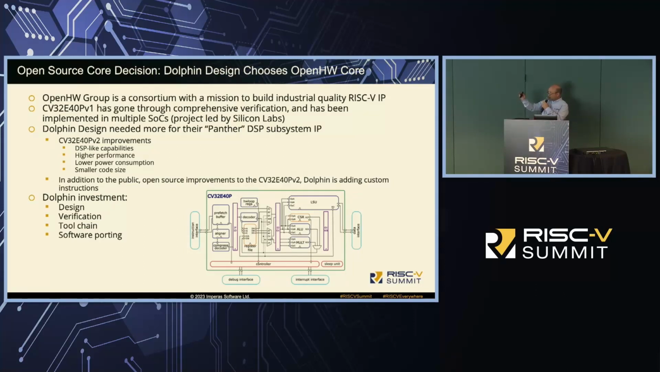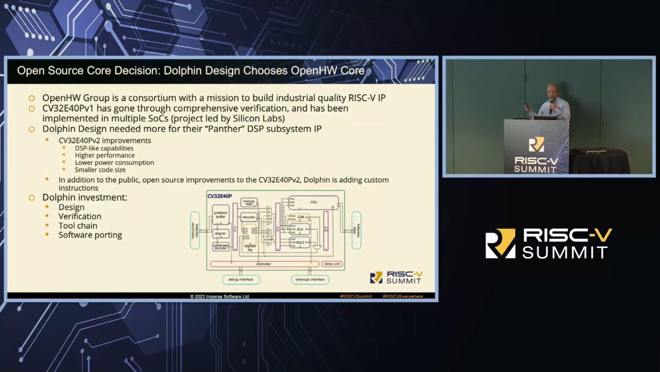So they're starting with Open Hardware Group cores. Open Hardware Group is a consortium with a mission to build industrial quality open source RISC-V IP. The CV32E40P V1 has gone through comprehensive verification and has been implemented in multiple SoCs. That project was initially led by Silicon Labs. Actually, still currently, Silicon Labs is working on variations of that processor.